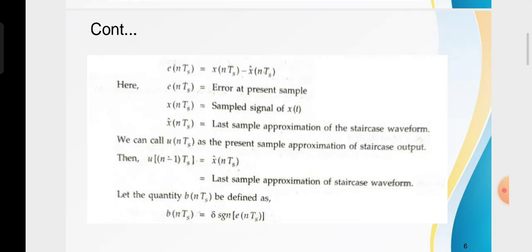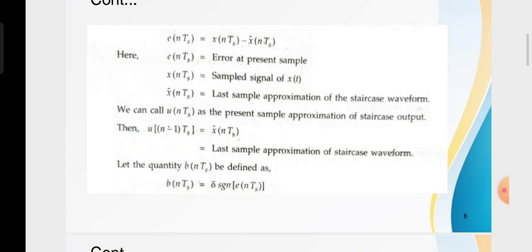The difference between the present sample and the sampled value of x(t) is called the error. e(nTs) equals x(nTs) minus x cap(nTs). e(nTs) is nothing but the error at the present sample. x(nTs) is the sampled signal of x(t). x cap(nTs) is the last sample approximation of the staircase waveform.